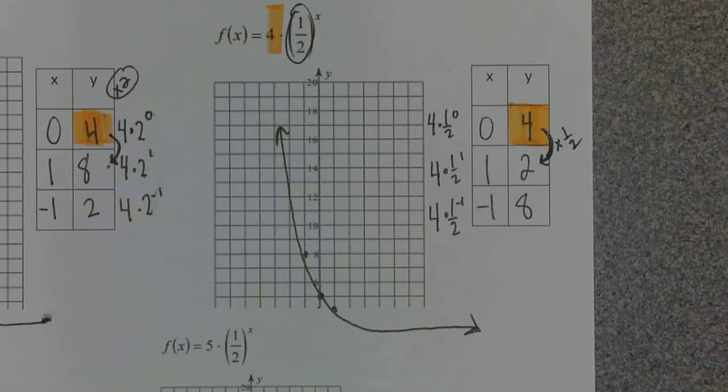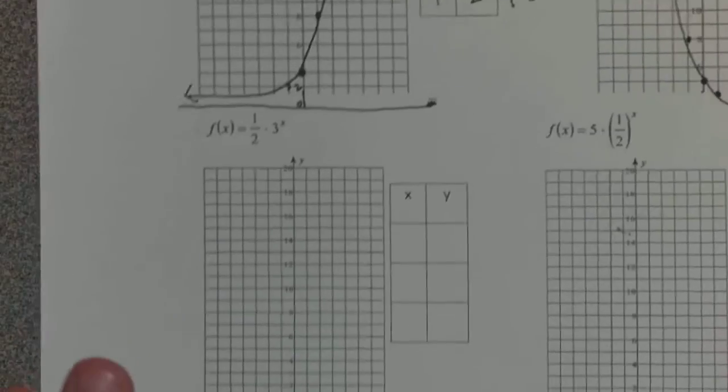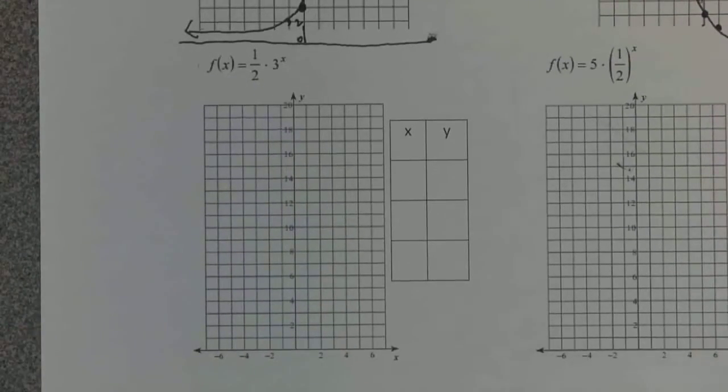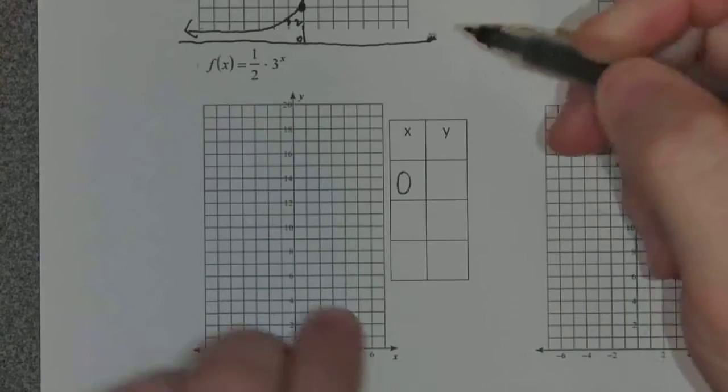So that's going to help us when we're moving the opposite direction in just a minute and we're doing our equations. Okay, here's another one. Let's just pick some values. I'm going to put 0 in.